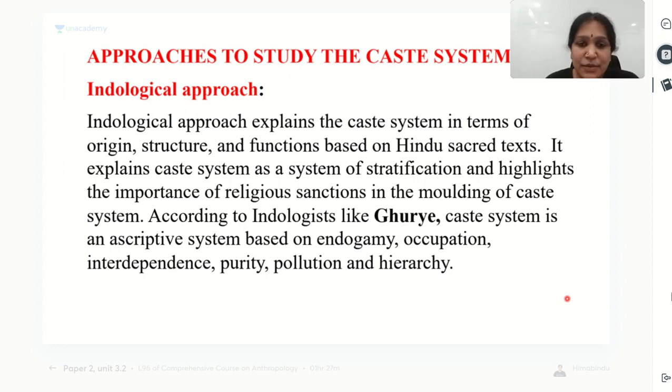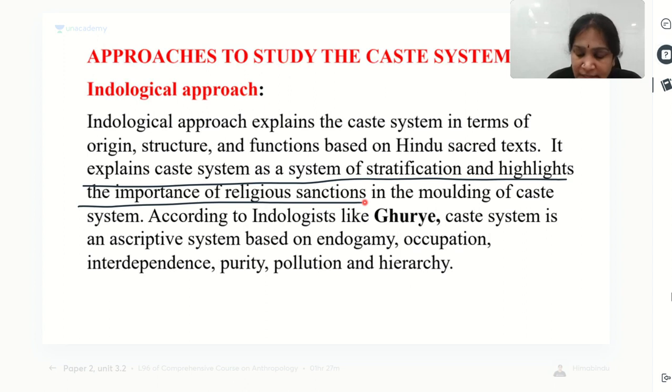Okay. So, it explains caste system as a system of stratification, highlighting the importance of religious sanctions in molding the caste system. How religion molded, means gave it a shape. How the religion designed the caste system. Is it clear? This is not studying the caste system based on the practical point of view. This is studying the caste system based on the religious aspects. How the religion shaped it, how the religion molded it, how our sacred textbooks explained about it.